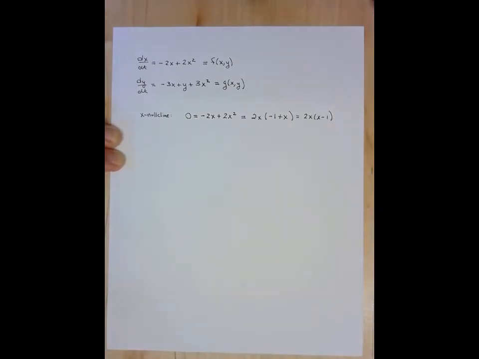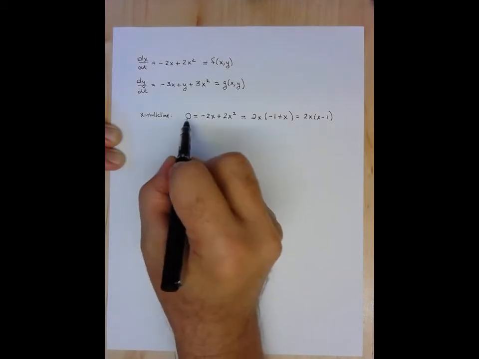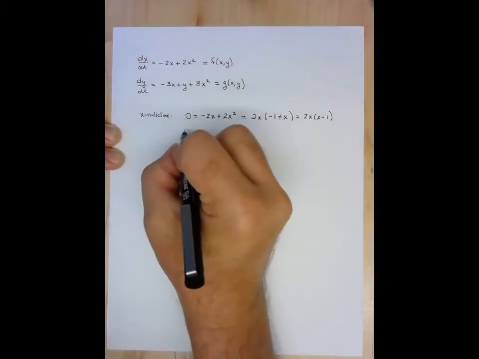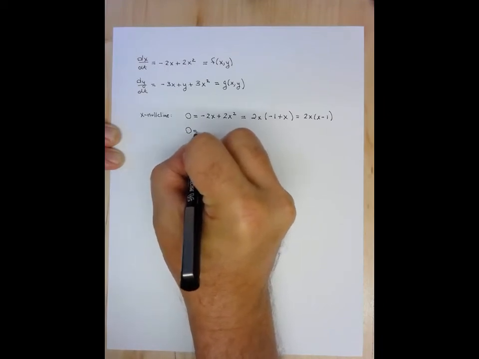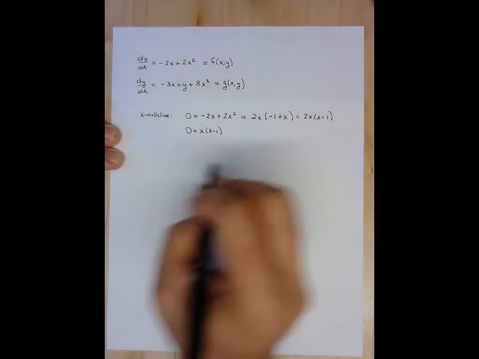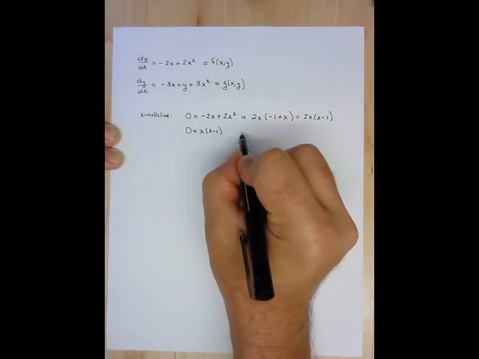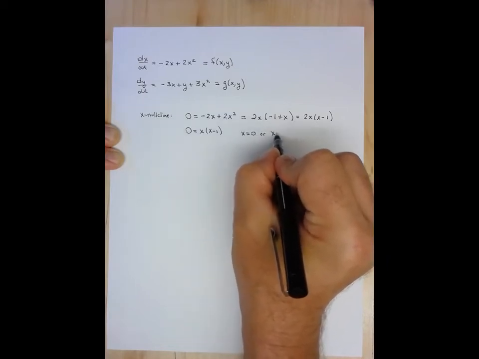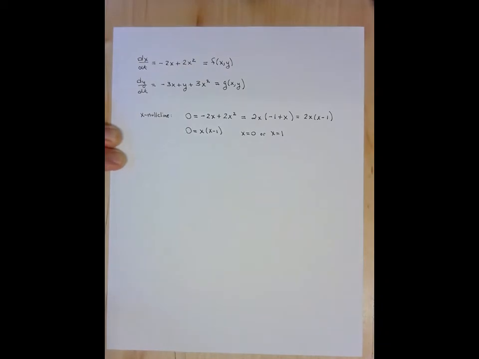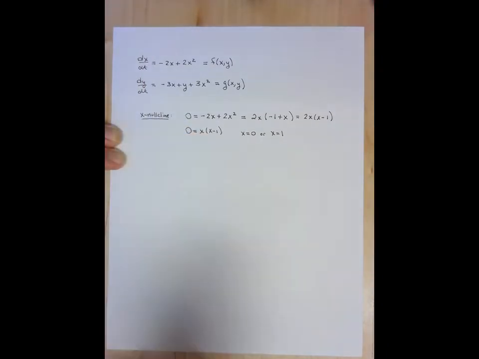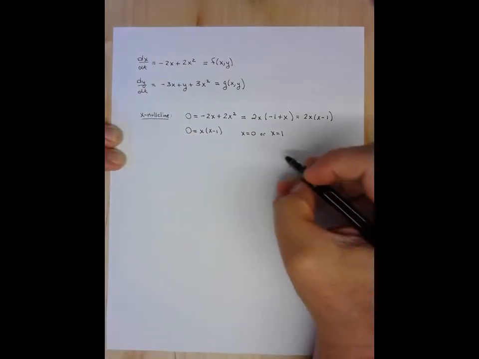So the x nullcline are all the points satisfying 0 equals 2x times quantity x minus 1, which is the same as 0 equals x times x minus 1, just dividing both sides by 2. So the x nullcline is given by x being equal to 0 or x being equal to 1. So the x nullcline will have two branches, and they'll both be vertical lines. So let me see if I can sketch that for you.